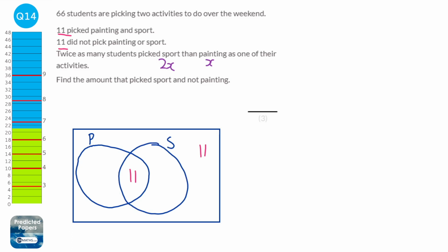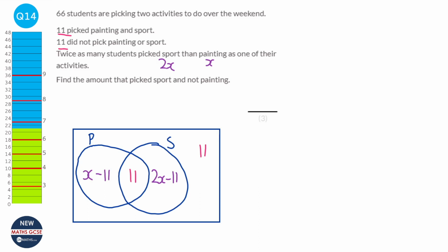So in algebra, this will be 2x, take away the 11 that we already know about. And the painting is the same. We know the whole thing is x. So we're just going to take away the bit we know there, which is the 11, and it will be x minus 11.